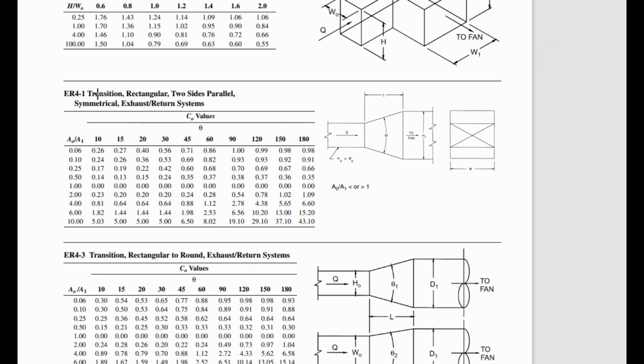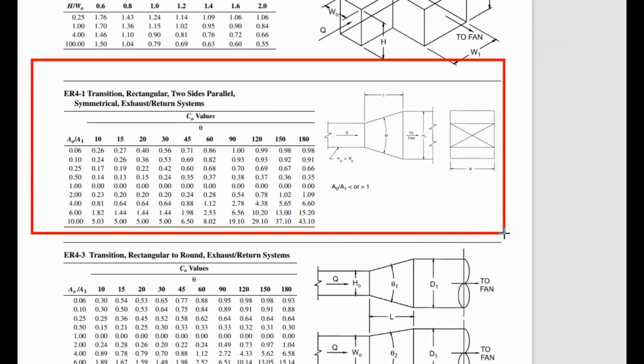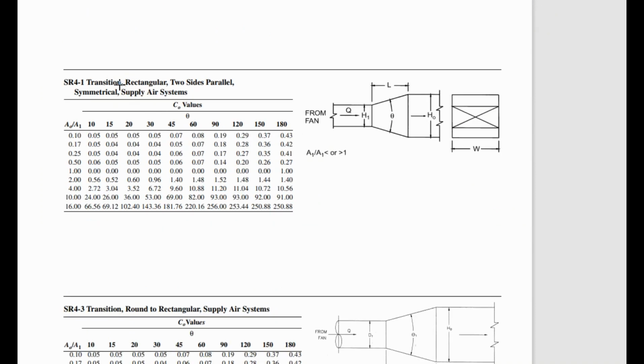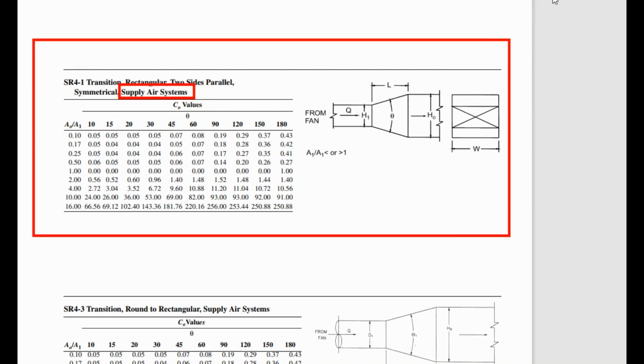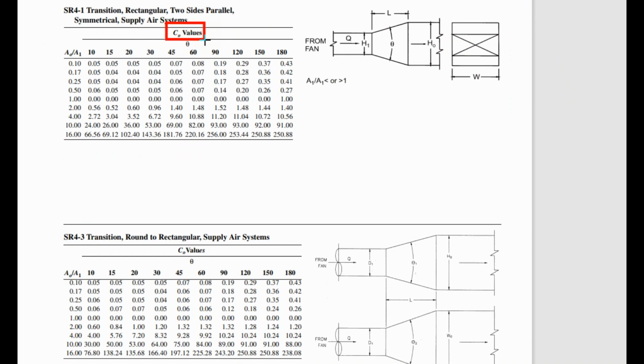To select the fitting loss coefficient for the transition piece, if you are doing the calculation for an exhaust and return air system, then we will select from this table. But if our system is supply air, then we will select the fitting loss coefficient for this transition piece from this table. To select the coefficient values from this table, we should know two values: the A0 by A1 ratio and the angle of the transition piece.